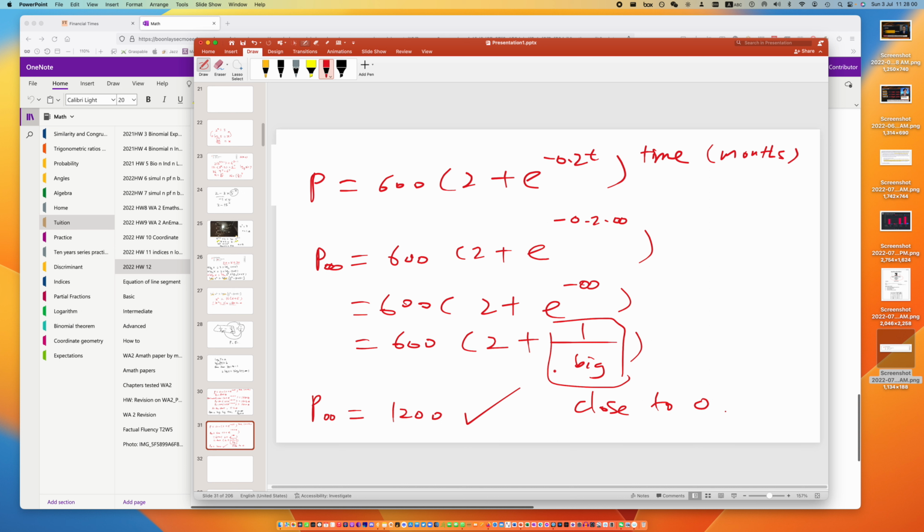Good. So yes, the P infinity is, so basically, the population of the species will somehow stay around 1200. For this question, of course, these different equations have different numbers already. Sometimes the population can go to zero, but this is not the case. Then another way to look at this is of course to put it into a graph to see whether it stabilizes at 1200.